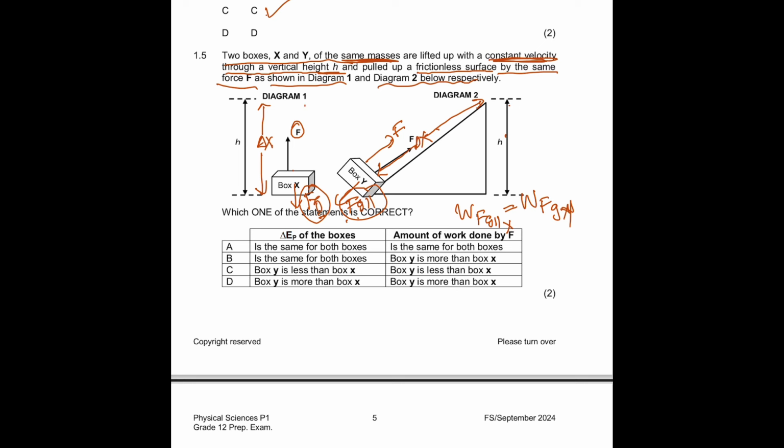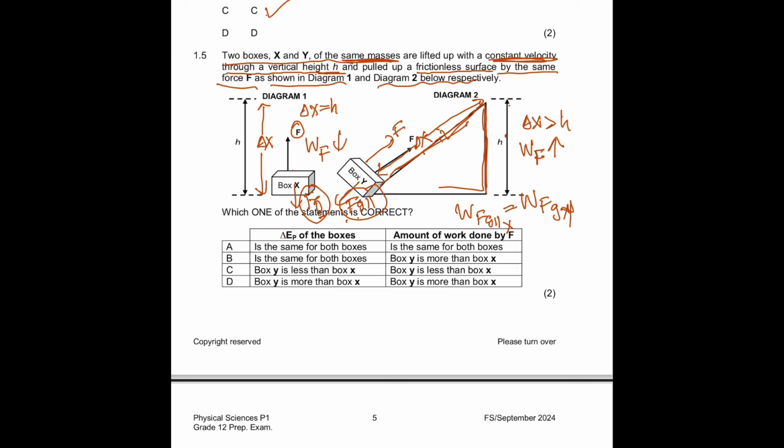But if you look here, the displacement in diagram X is the same as the height. But in diagram 2, the displacement is bigger than the height. Why? Because the displacement is the longer side of this right angle triangle, which is bigger than the height. So this simply means that there has to be more work done by the applied force here, compared to the work done by the force here.